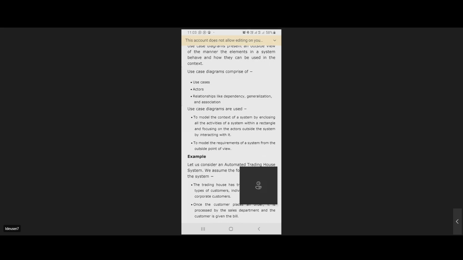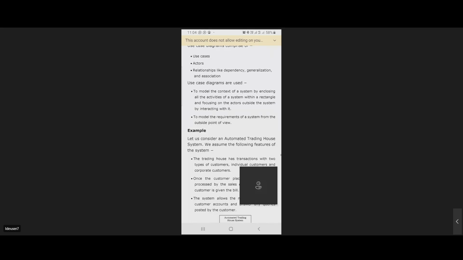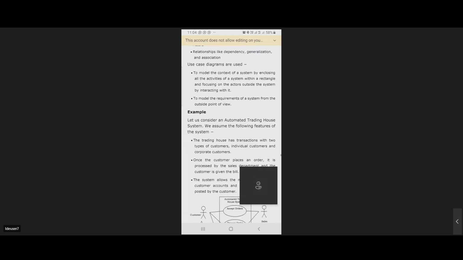These diagrams are used for what? To model the context of the system by enclosing all the activities of the system within a rectangle and focusing on the actors outside the system interacting with it, and to model the requirements of the system from the outside point of view. Now here is an example showing how a use case diagram is created.